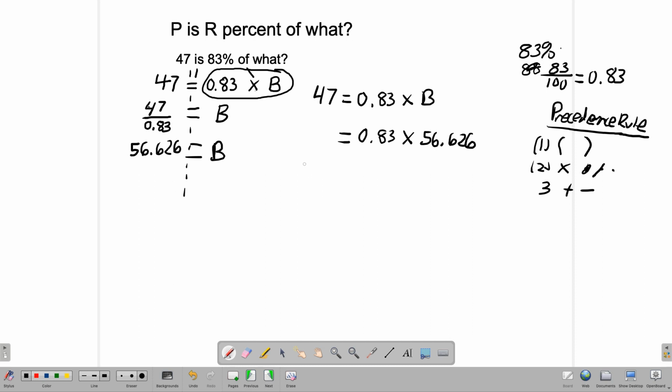So I got 0.83 times 56.626, and it does produce a value of 46.999, and then we round that up, that is 47. And so this problem is solved. So we have the base in this case is 47. And then, the base in this case is 56.626. And this is what we wanted to show.